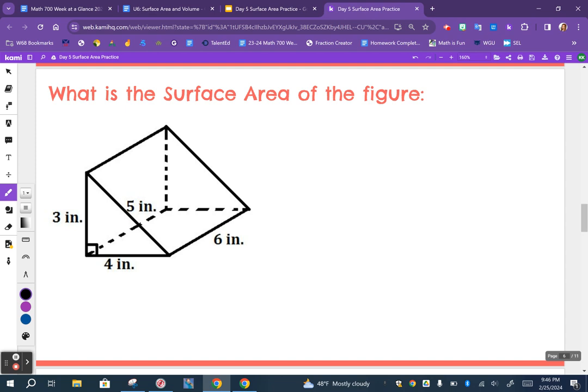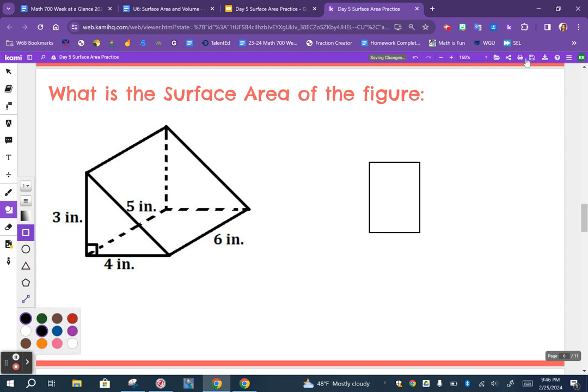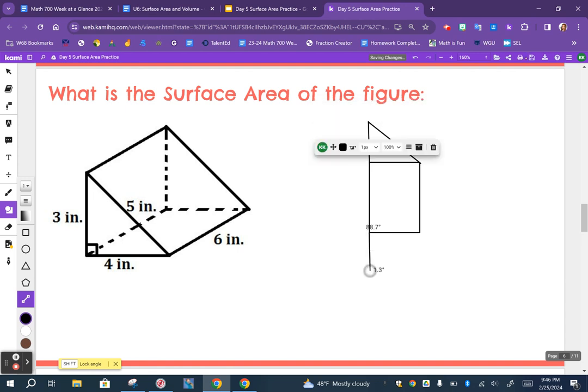What is the surface area of the figure? Again, I am going to begin by drawing the net of this prism, triangular prism. I will start with this rectangle in the middle. So we've got a rectangle, and then we can see that we have two triangles coming off of it, and they are right triangles. So I'm going to draw right triangles coming off of this middle rectangle.